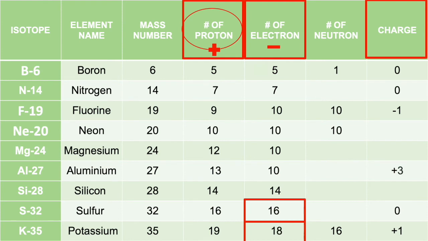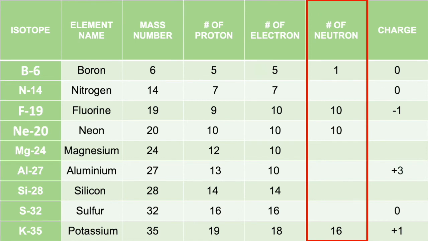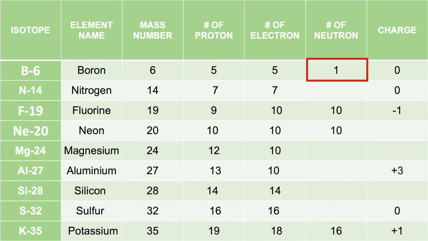Very good. After completing and determining the number of electrons, let us now proceed to the determination of the number of neutrons. Let us look at boron. Boron has 1 neutron. How can we determine the number of neutrons on this table?